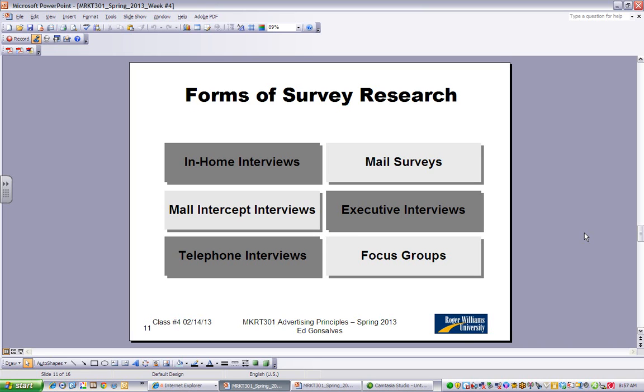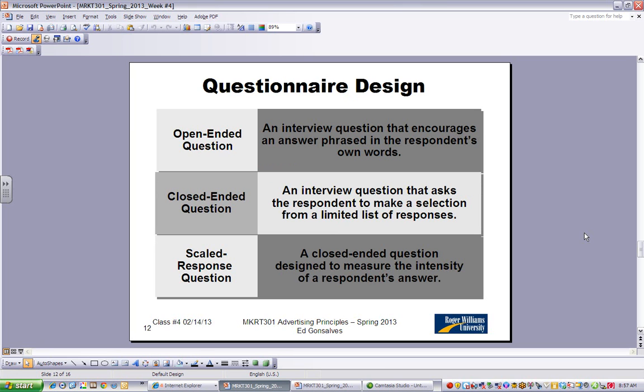So if you look at how you can research, you can do in-home interviews. You see actually people on the street, if you will, or mall intercept interviews. Telephone interviews are still very common. Mail surveys were more common, still there, but not as much. Internet-based surveys, much more common. Interviews with executives or key decision makers, and then focus groups as well.